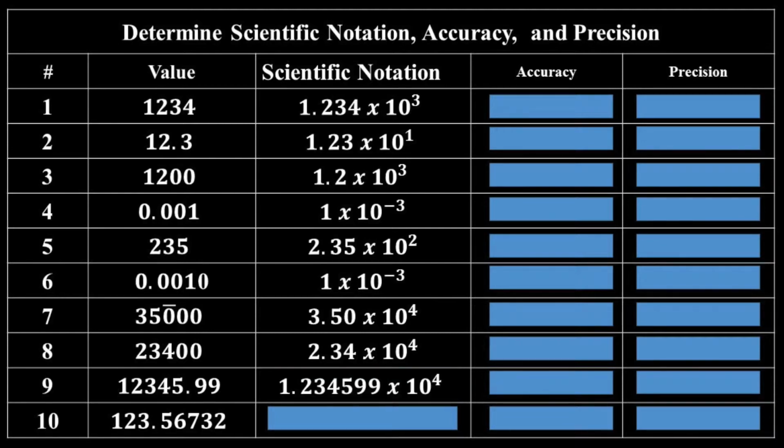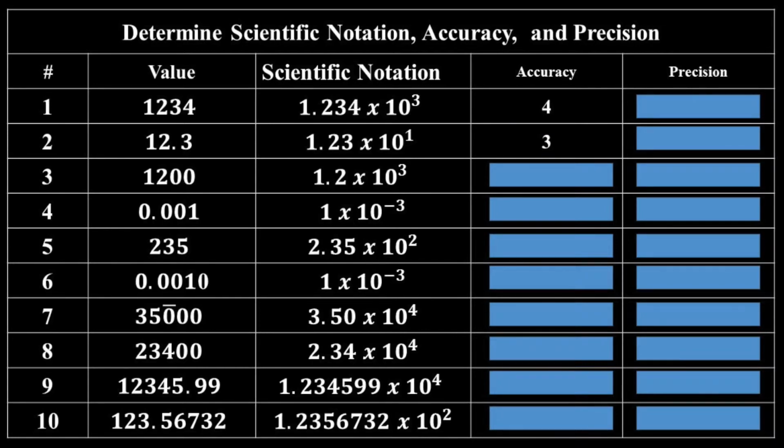All right, now the accuracy is actually simply the number of significant figures. That's really what the accuracy is. The greater the number of significant figures, the greater the accuracy. So number 1 has 4 significant figures, number 2 has 3 significant figures.